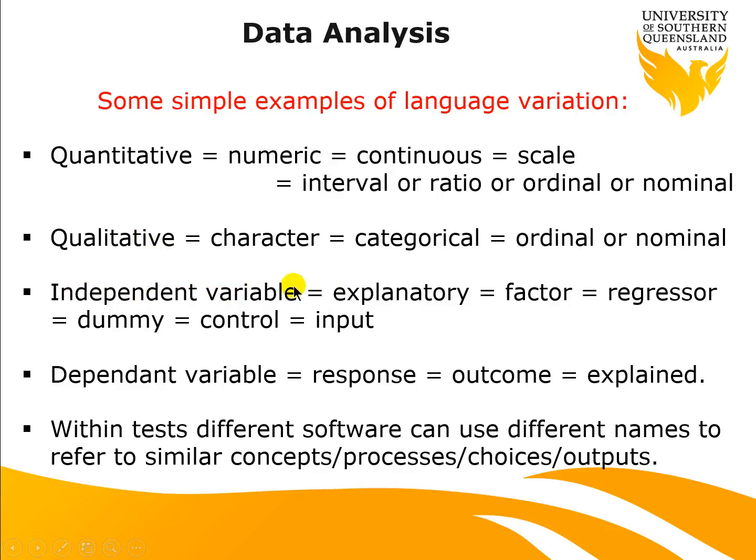An independent variable can be called an explanatory variable or a factor or a regressor, a dummy, a control, or an input variable. And a dependent variable can be a response, an outcome, or the explained variable. Within tests, different software can use different names to refer to similar concepts or processes or choices or outputs. SPSS may refer to independent and dependent variables, where SAS may want the response variable. So different software can also compound the issue around language.